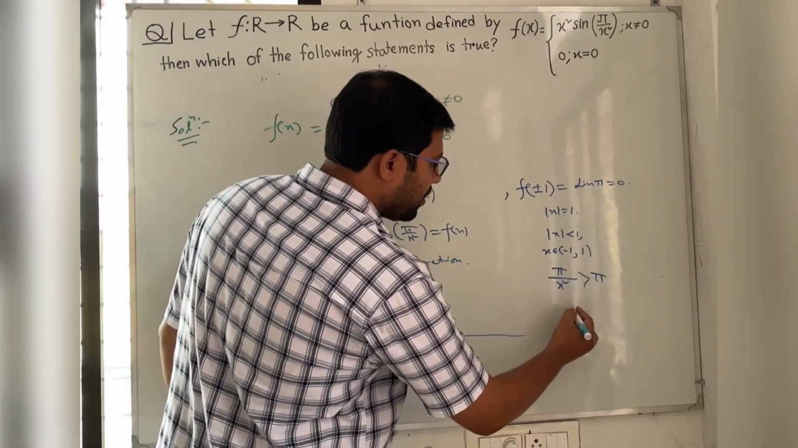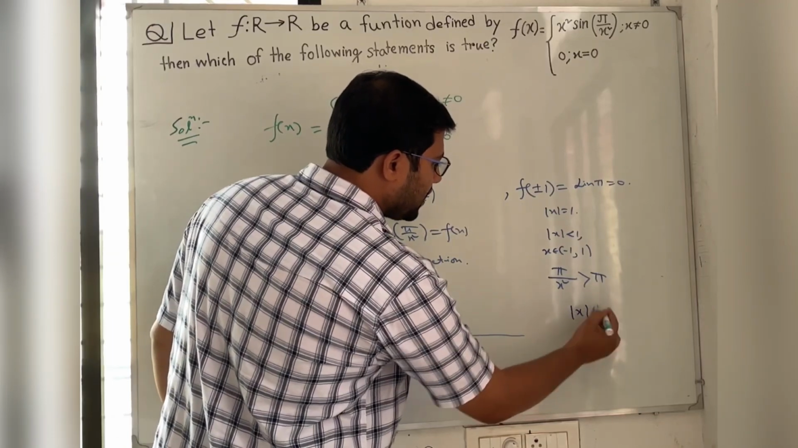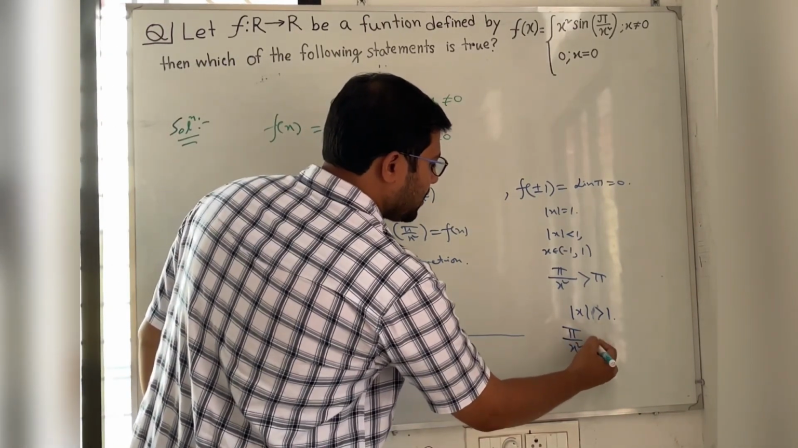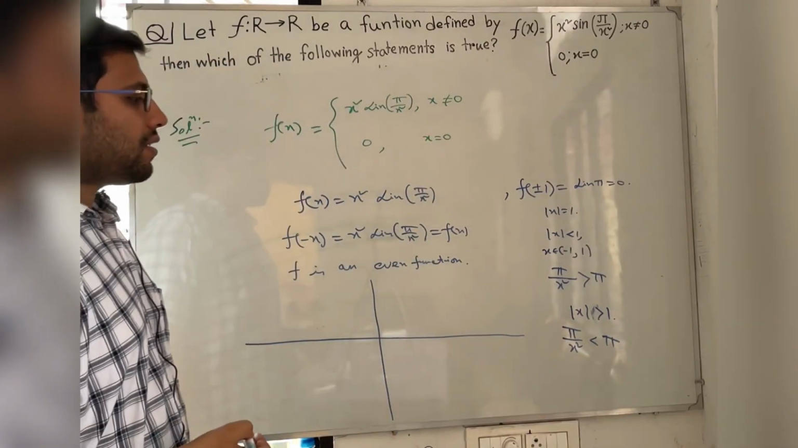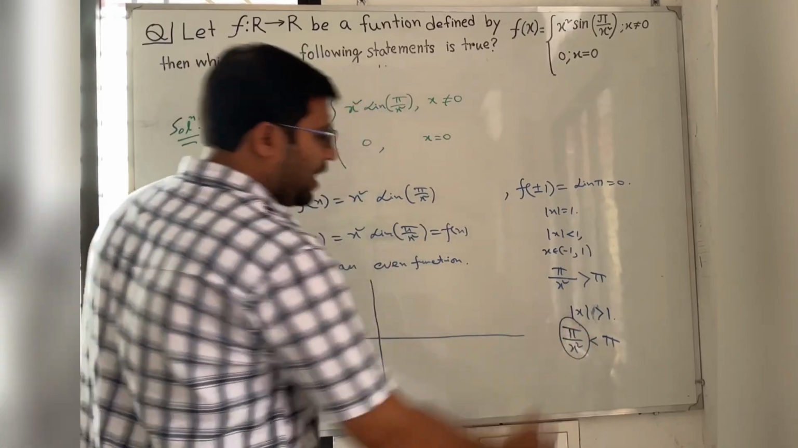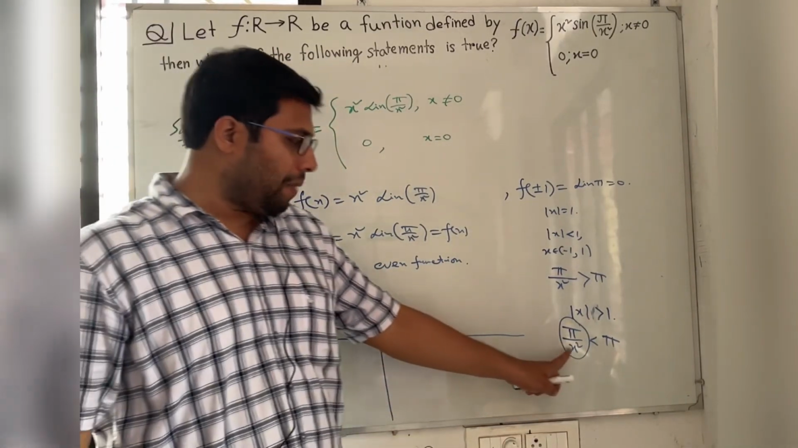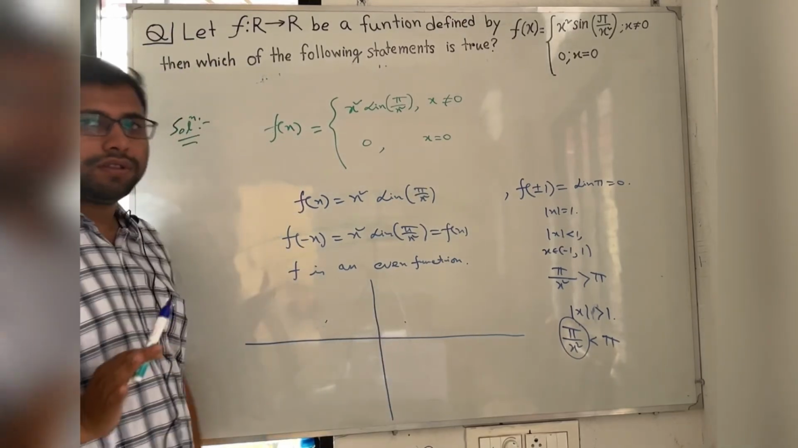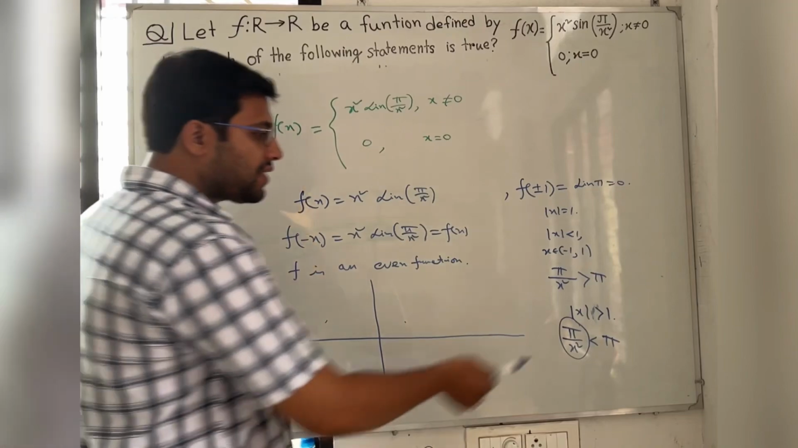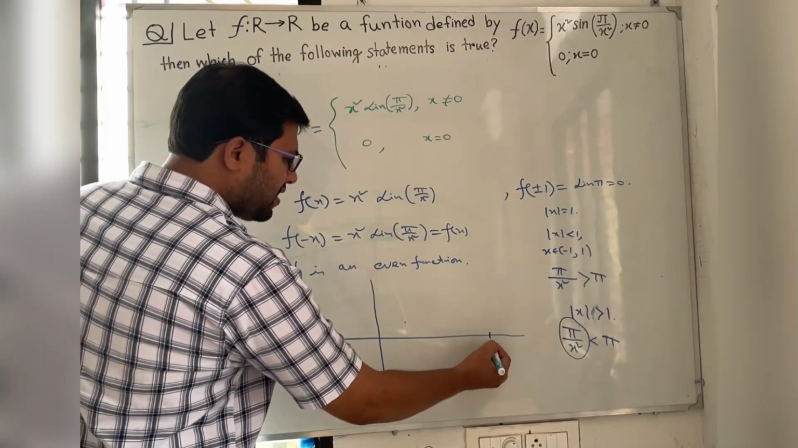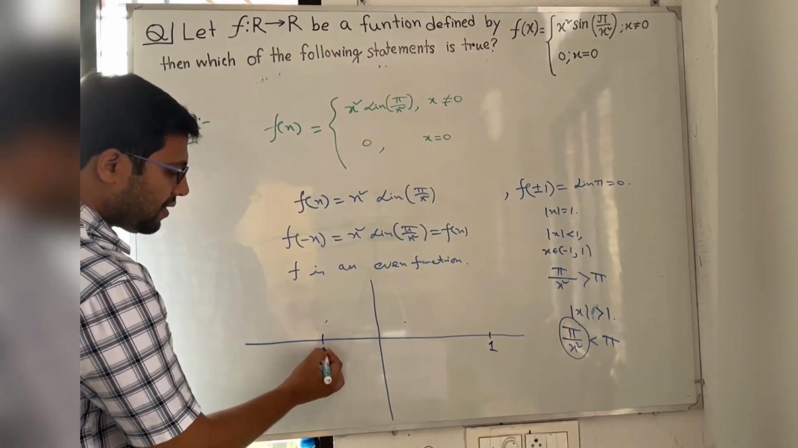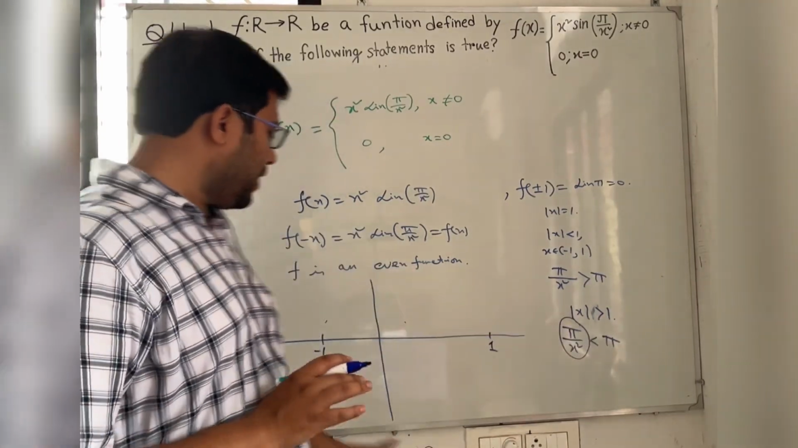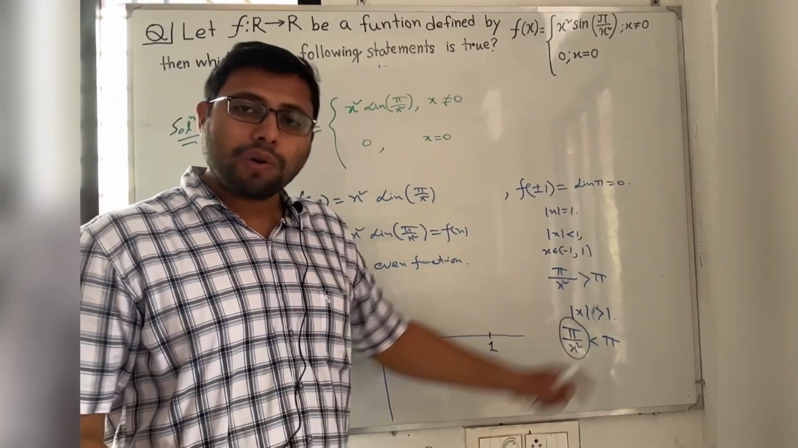And when mod x is strictly greater than 1, then pi by x square is strictly less than pi. So actually this is the theta. Then sine theta must lie either in the first quadrant or the second quadrant. So when x is greater than 1 or less than minus 1, the function will always be positive, because pi by x square will always be less than pi.